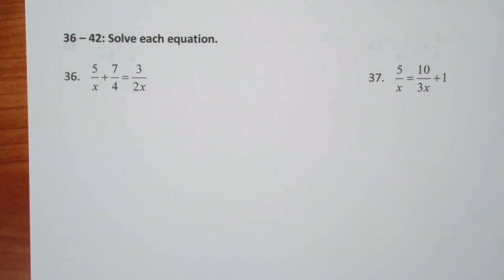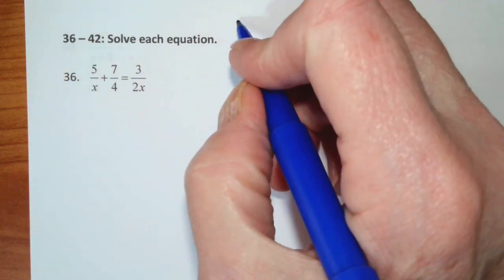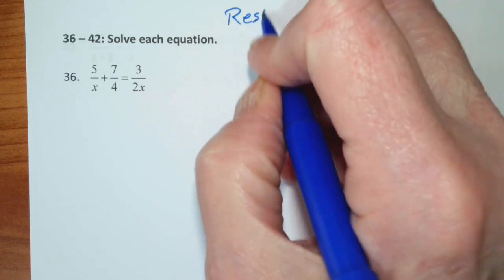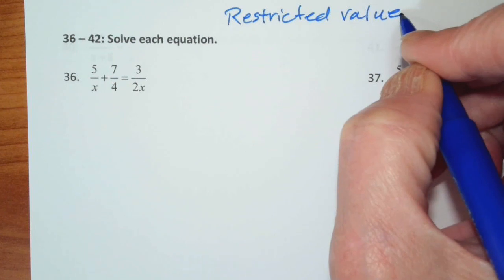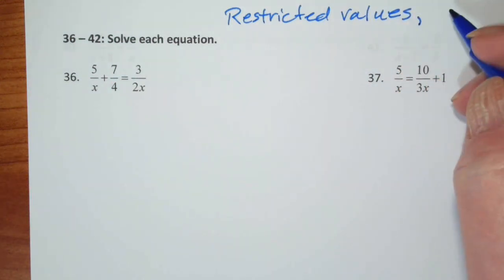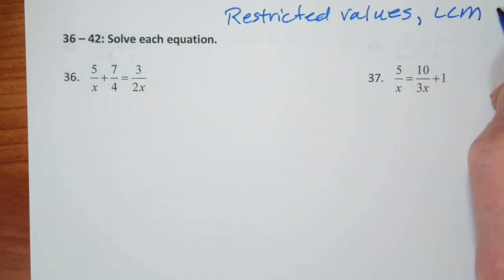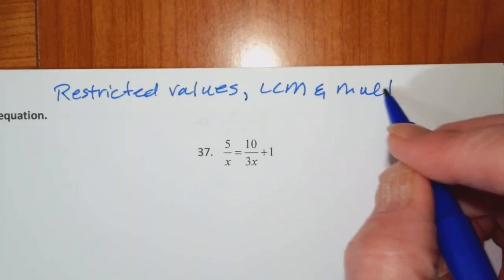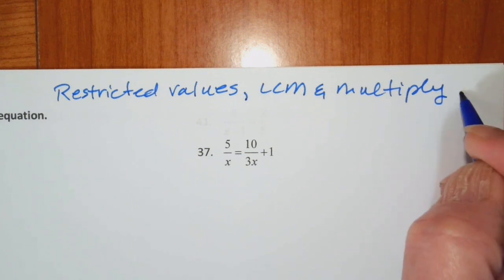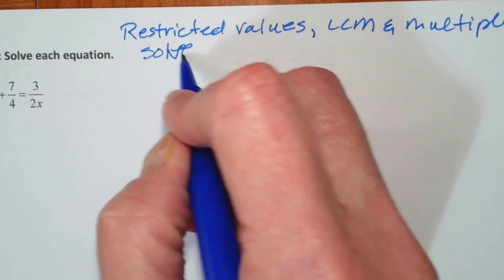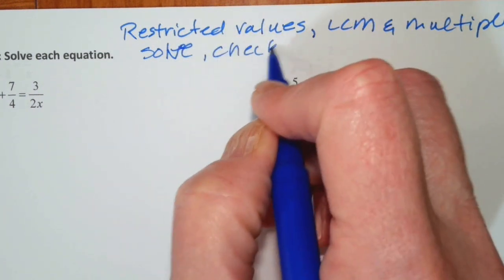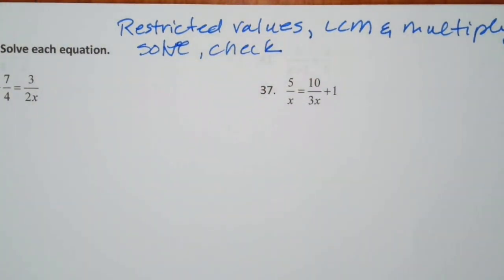Okay, let's solve some rational equations. Remember what we have to do. We have to find the restricted values, then the LCM, and multiply. Then solve, and then check. Okay, so that's what our process is.